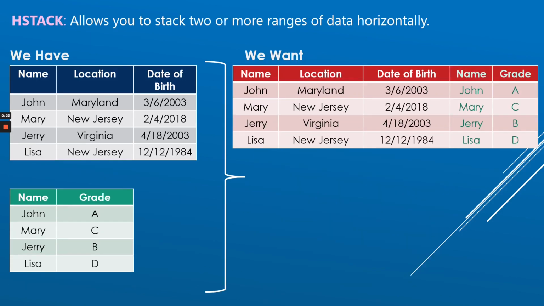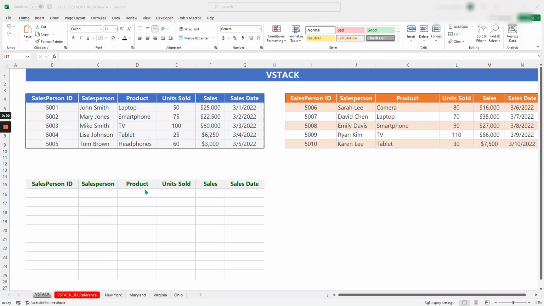Now let's take a look at HSTACK. HSTACK allows you to stack two or more ranges of data horizontally. So on your screens, on the left hand side, we have two tables, one with the name, location, and date of birth, and for the same people, we have the name and the grade. So HSTACK allows you to stack these two tables horizontally, and you can see on the right hand side, it brought in the name and the grade, and has been joined horizontally to the main table.